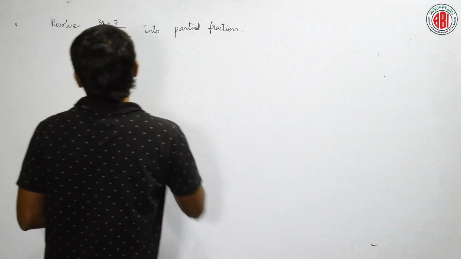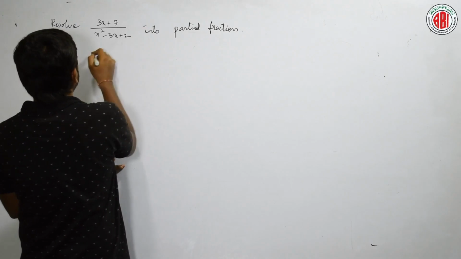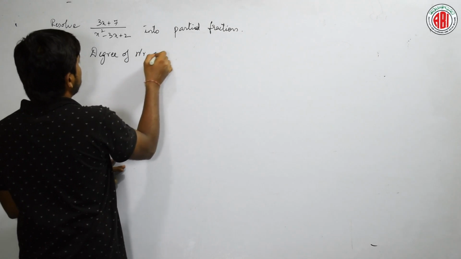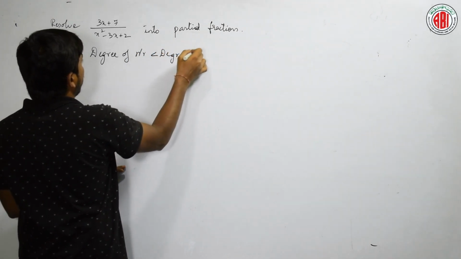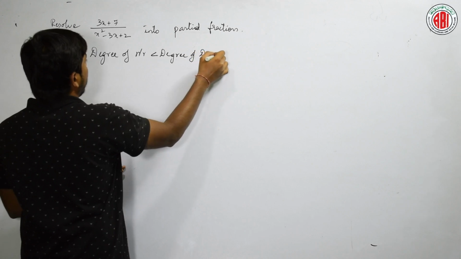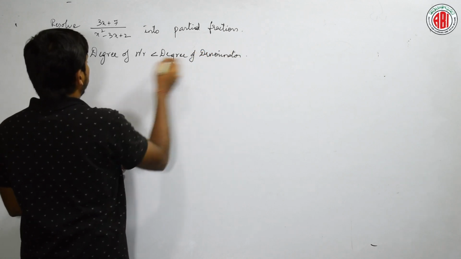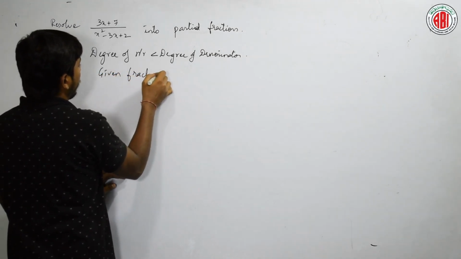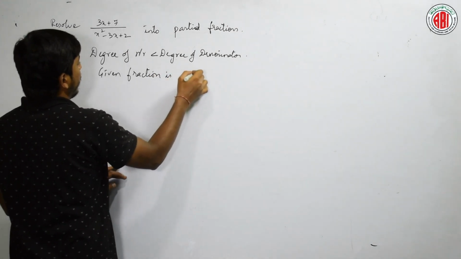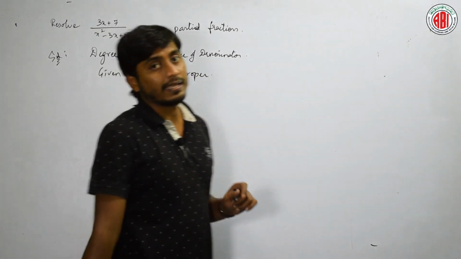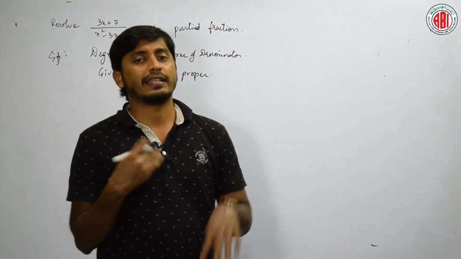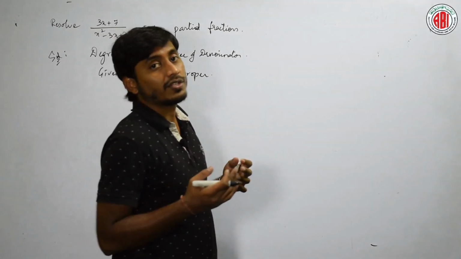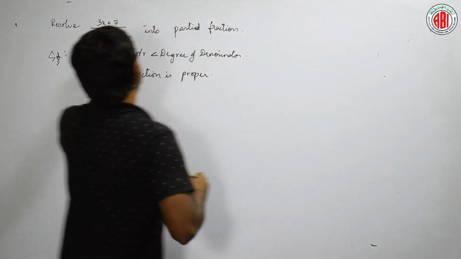So, I can write it as here: the degree of numerator is less than the degree of denominator. So, I can write that the given fraction is proper. Yes. Now, that is done. Next, second step, check whether the denominator has reducible or irreducible roots. So, let us factorize it first.